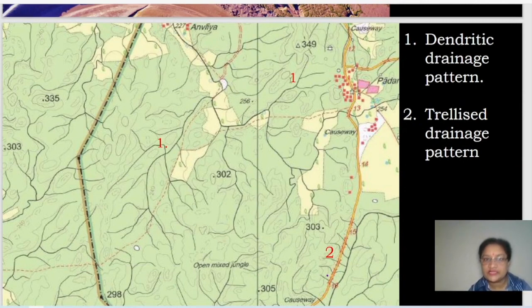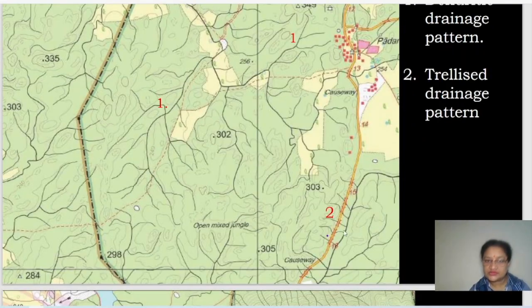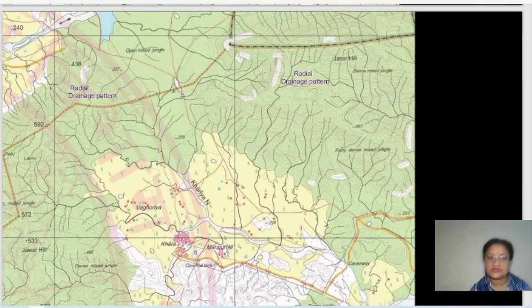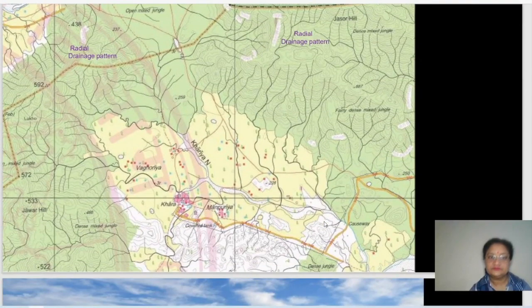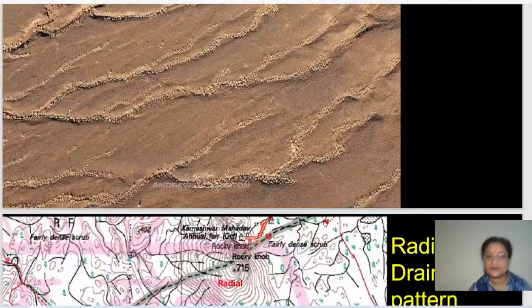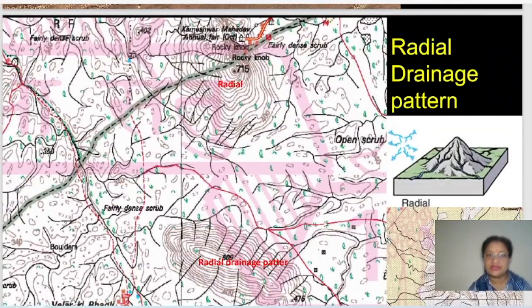The first one, if you can see here, is again somewhat like branches, isn't it? And it is joining one main stream. So it is the dendritic drainage pattern, the first. The second one is trellised. You can see the example here. One stream is there and several small streams are joining it. So this is the trellised drainage pattern. Clear now? Then come to the next example, the radial drainage pattern.